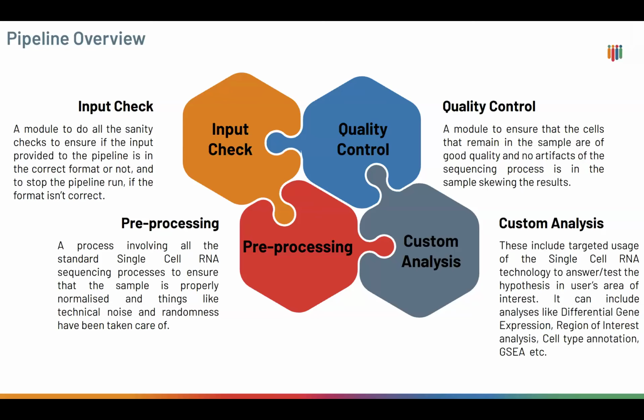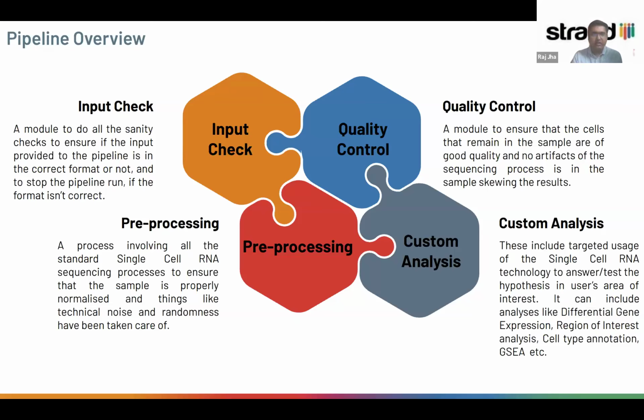Once both input check and quality control are done, we can move to pre-processing. It is the most basic and most standard step in all of single-cell data analysis, where you are basically normalizing the whole sample in order to ensure that you have taken care of all the technical noise and also the randomness.